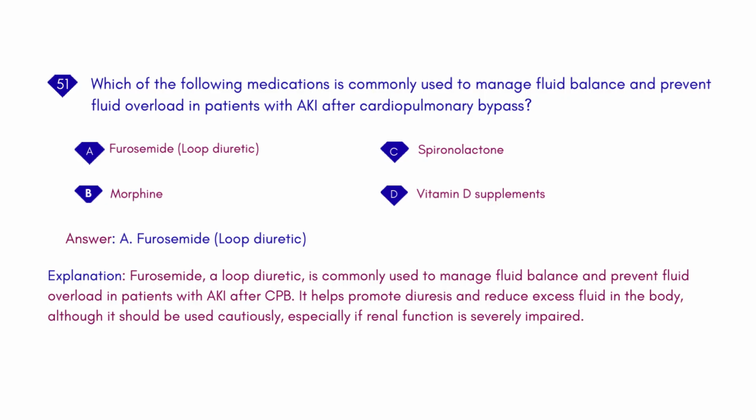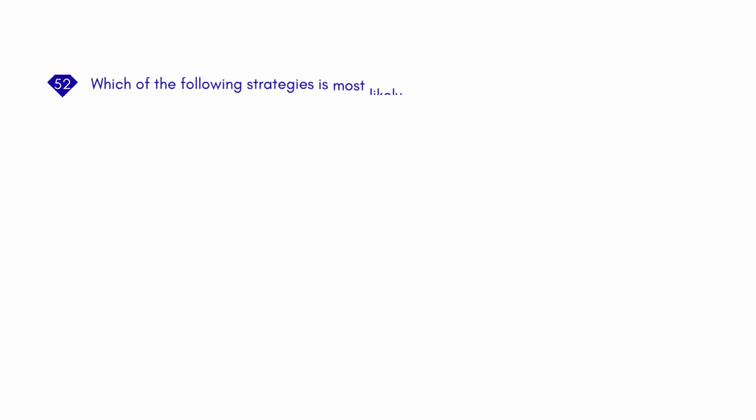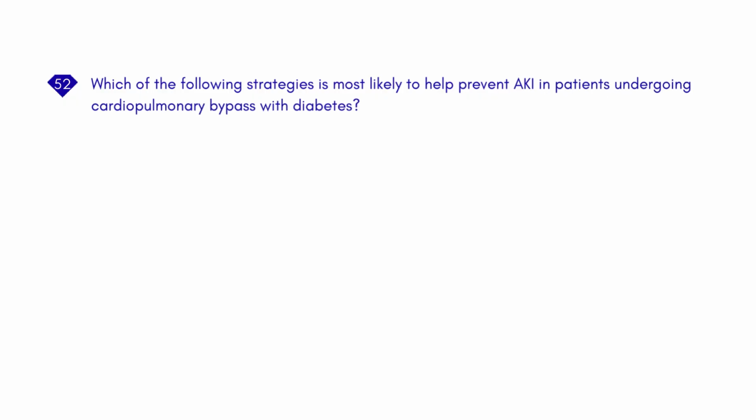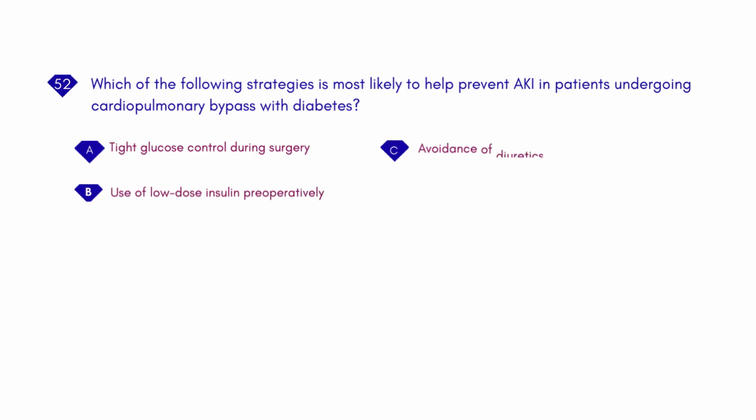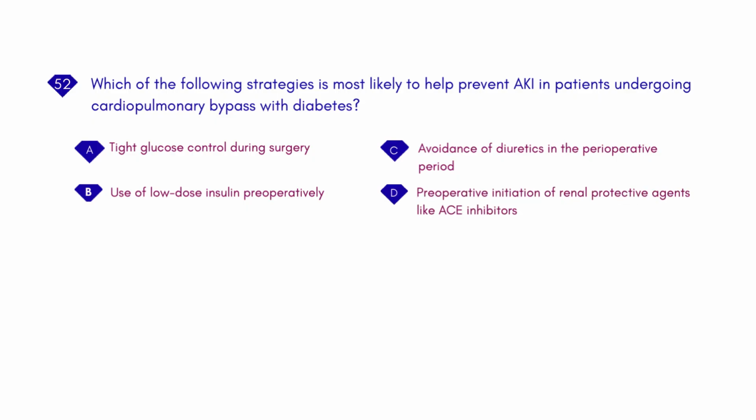especially if renal function is severely impaired. Which of the following strategies is most likely to help prevent AKI in patients undergoing cardiopulmonary bypass with diabetes? A. Tight glucose control during surgery. B. Use of low-dose insulin preoperatively. C. Avoidance of diuretics in the perioperative period. D. Preoperative initiation of renal protective agents like ACE inhibitors. Answer: A. Tight glucose control during surgery.